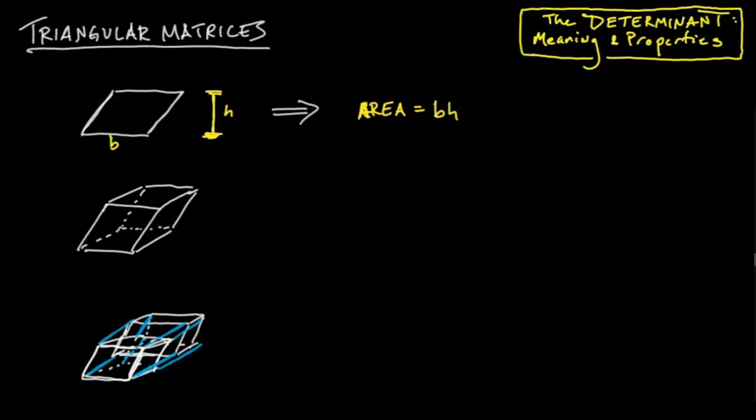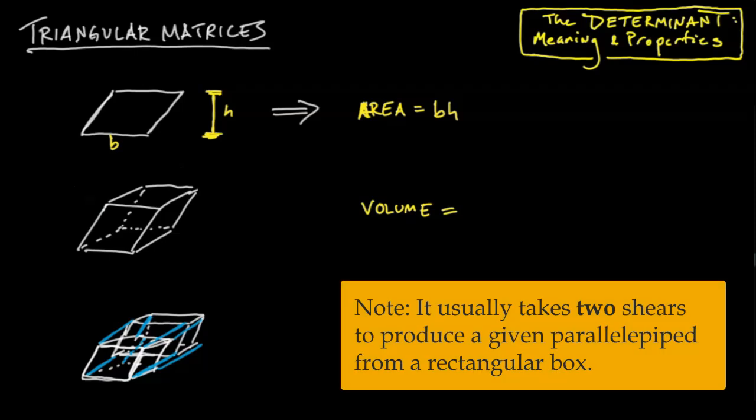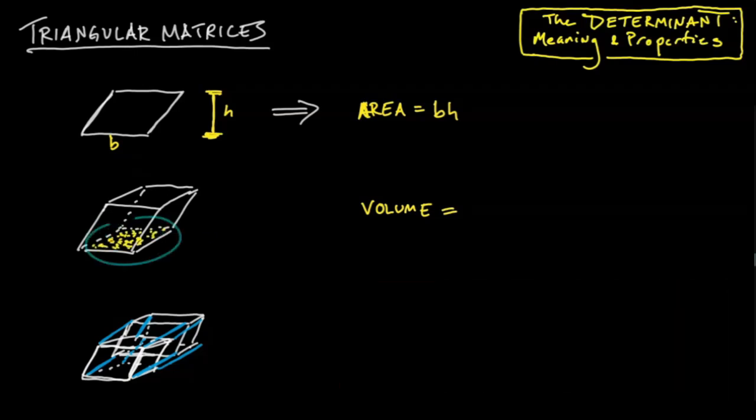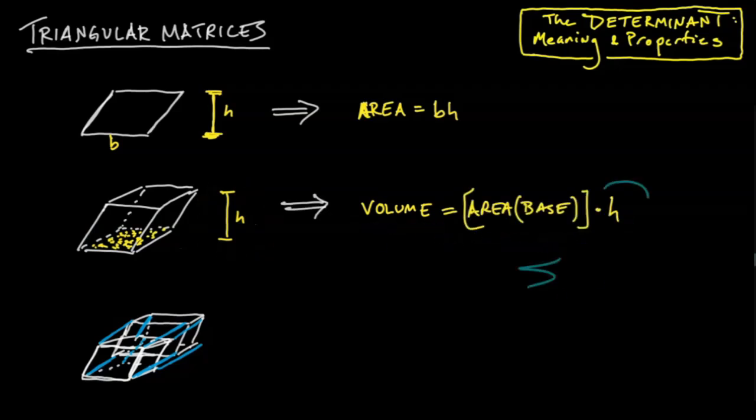Now let's move on to the 3-dimensional case. We have a parallelepiped, and what can we say about the volume? Well, a parallelepiped is the result of shearing an ordinary rectangular box. Shearing preserves volumes, so the volume of the parallelepiped is computed in the same way we would compute the volume of a box. We get the area of the base, and then we multiply that area by the height. So the volume of the parallelepiped is simply the area of its base times the height.